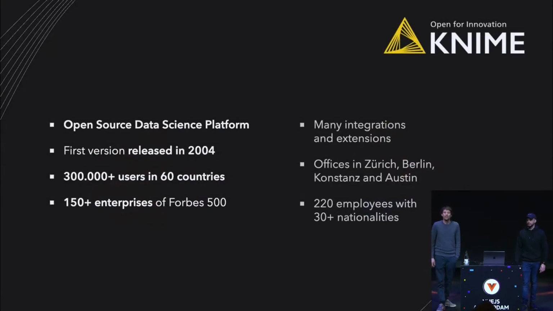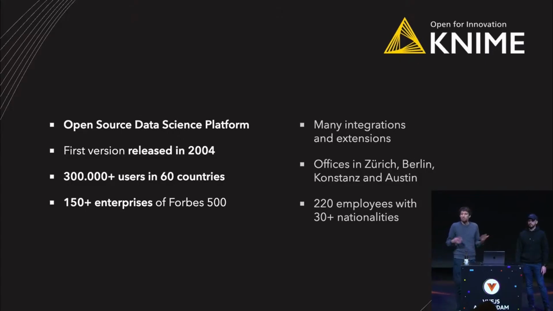So what is KNIME? KNIME is an open source data science platform. It got released in 2004. And over time, it grew to over 300,000 users worldwide. But besides the open source part, we also have commercial offerings, which are used by more than 150 well-known enterprises.